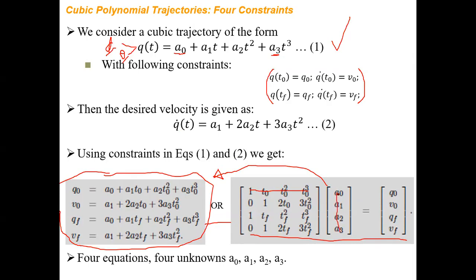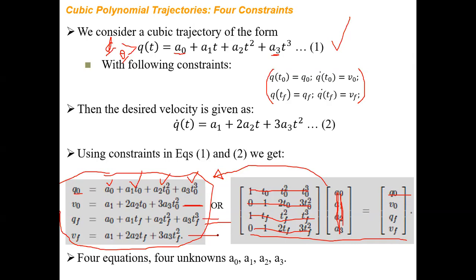So 1 times A0, that's my first one. Then T0 times A1, that's my second one. Then T0 squared times A2, that's my third one. Then T0 cubed times A3, that's my fourth one. And that should be equal to Q0 right here. Similarly, if you multiply this with that, you get this equation. If you multiply this with that again, you get this equation. If you multiply this with that again, you get this equation in the same way.